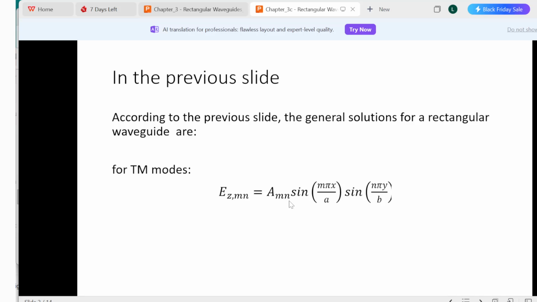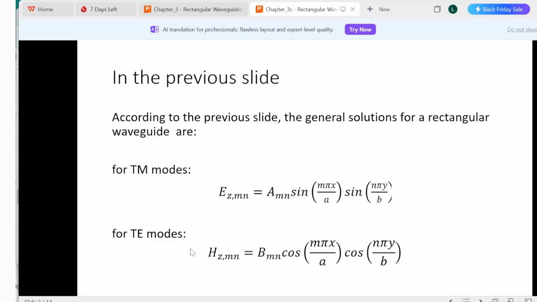A of Mn times sine n pi x divided by A and sine n pi y divided by B. We also know that for TEmn modes, the magnetic field in the direction of propagation can be expressed as B of Mn times cosine n pi x divided by A and then cosine n pi y divided by B. And with this, we can find a lot of other things.